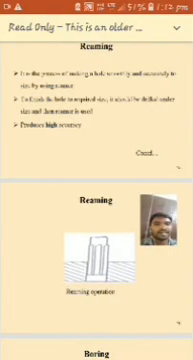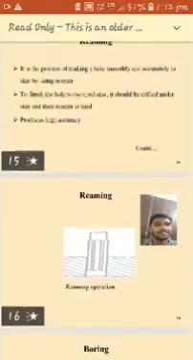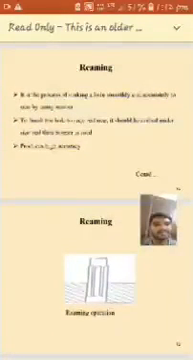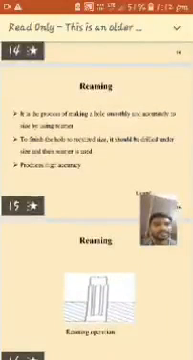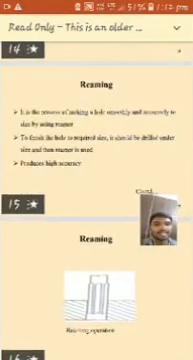it should be drilled under the size. Then the reamer is used. First we will use a drilling operation. That drilling operation may not produce the accurate size, it may produce under the size.